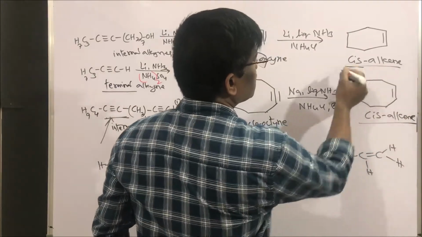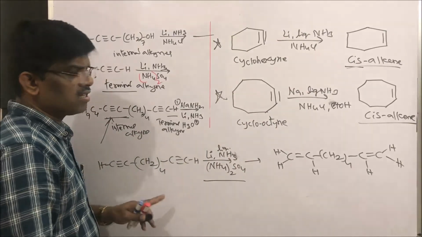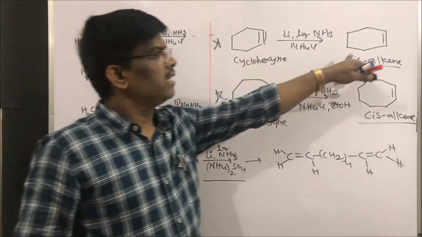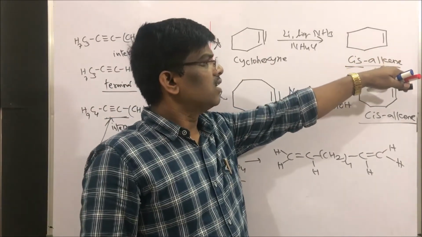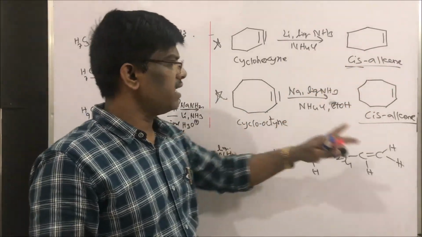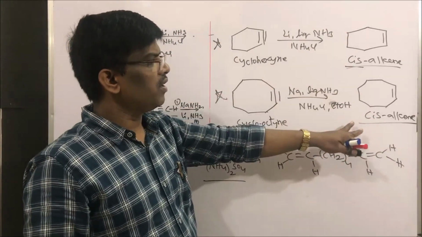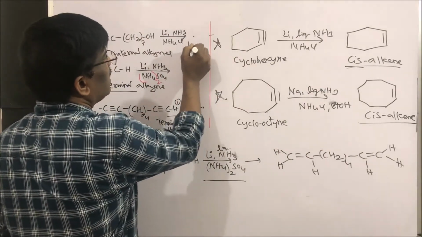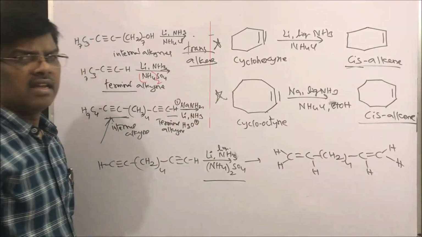So these two exceptions, please remember, students. Usually we will get the trans alkene, but in the ring, it may not exist in a trans alkene form. So these two, cyclohexane and cyclooctane, are going to give the cis alkene. These are stable compounds, so we are going to get cis alkenes. However, Birch reduction gives the trans alkene. Yes, students. Next we'll see.